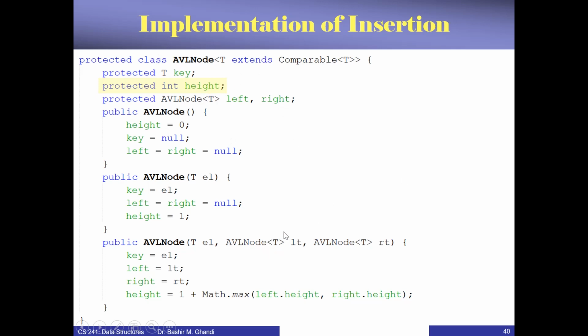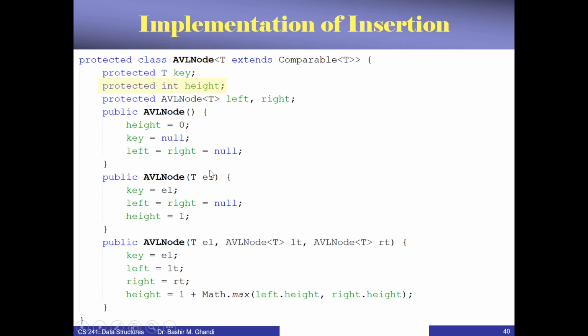The other change we have made is that the constructors must now initialize, in addition to the other variables, the height. Looking at the main constructor, which receives the element, left and right, in addition to setting key, left and right with the received arguments, now we have to compute height. The height of the current node being created will be the maximum of left.height and right.height plus 1. So find which of the left or right subtree is the tallest, get the height, and then add 1, and that will be the height of the current node. Right, so this is if we receive left and right subtrees.